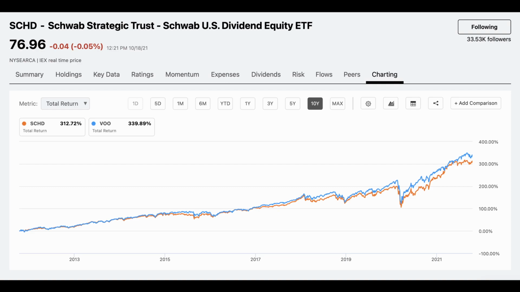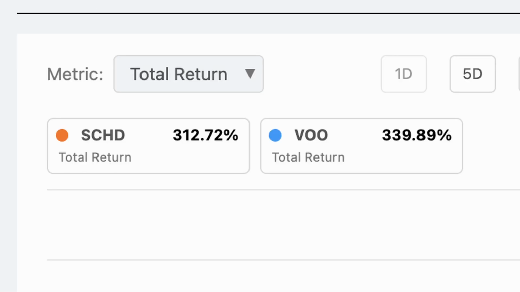But real quick, just to mention total returns, VOO in the last 10 years has outperformed SCHD overall, returning 340% to SCHD's 313%. And this combines both the capital appreciation and the dividend yield. So for capital appreciation and total return, VOO wins, but SCHD wins when it comes to the yield.